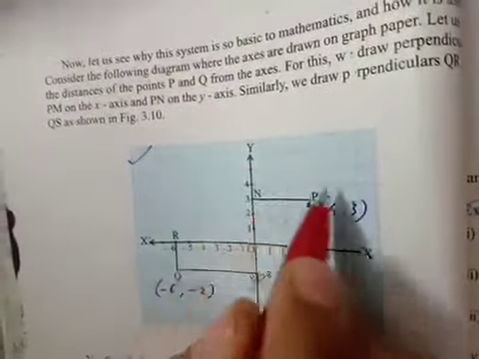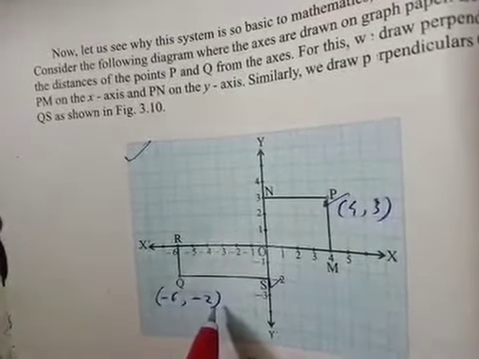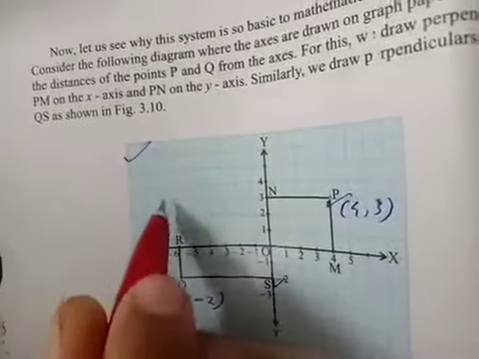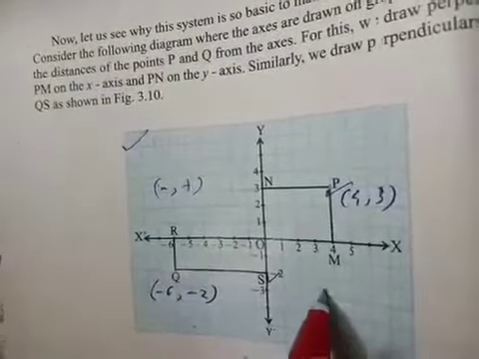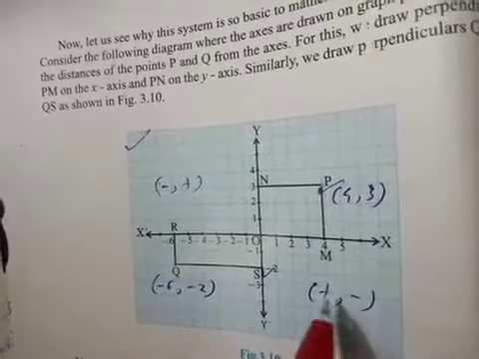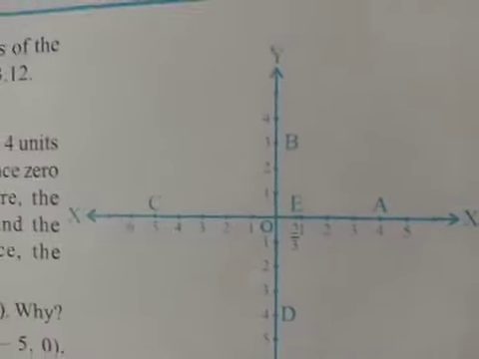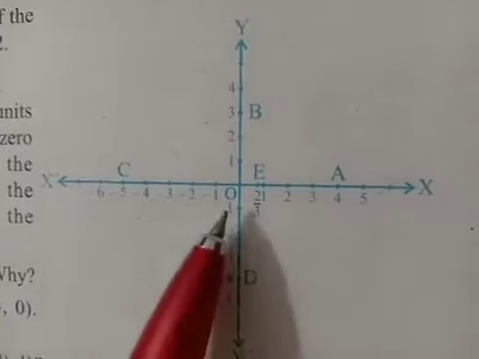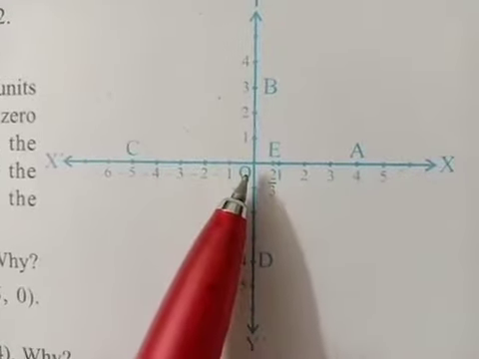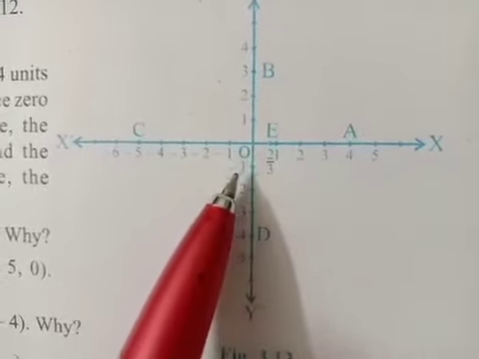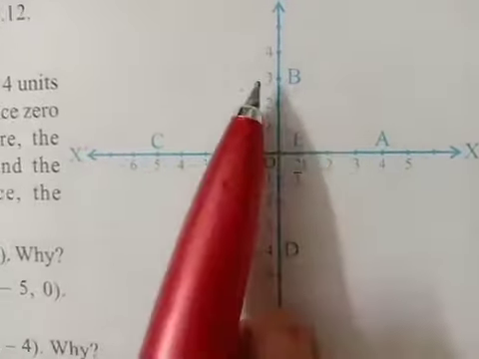Since this is plus, this is plus, that is the first quadrant. In the second and third quadrants, both are minus. In this quadrant x will be minus and y will be plus, and in this quadrant x will be plus, y will be minus. So you have to remember this. Now what is the coordinate of this point 0? Can anyone tell? X coordinate is 0 and y coordinate is also 0. So the coordinates are 0, 0, since it is the midpoint of the x axis and y axis.